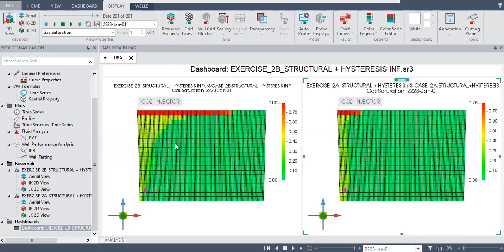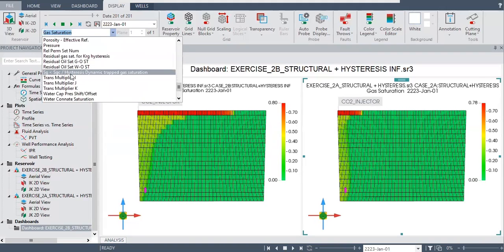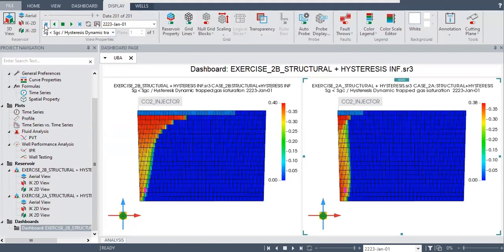But because on the left we have an infinite aquifer, we have infinite volume, so compared to the right side, the CO2 plume tends to extend farther. The CO2 plume tends to migrate farther. But still, we have some CO2 trapped because of residual trapping, the yellow color. Very different, right? And gas saturation below the critical gas saturation, or hysteresis trapping. Very different as well. Go back to the start.